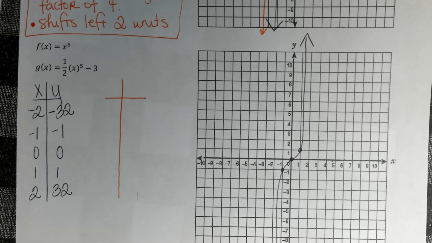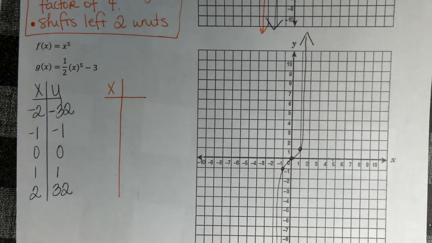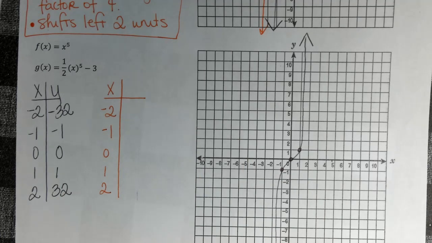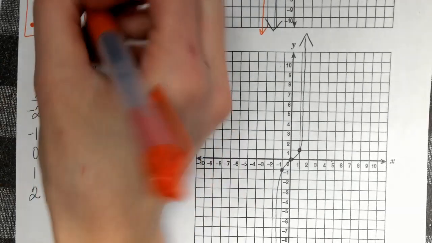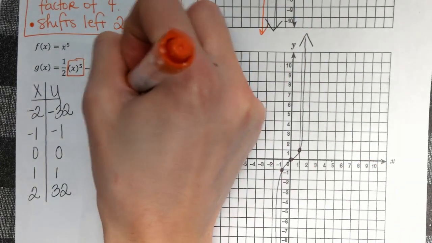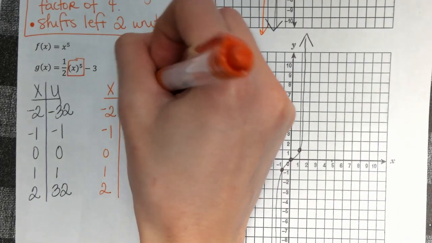Okay, on my transformation function, I have parentheses, but there's nothing going on inside those parentheses. So do not let that mix you up, okay? Nothing is being added or subtracted or multiplied, so my x's stay the same. They're going to stay -2, -1, 0, 1, 2. But my y's, what's going to happen to my y's? I have a 1/2 times y, but then when I'm done with that, I have to subtract my 3.